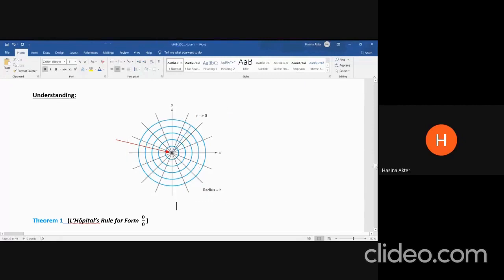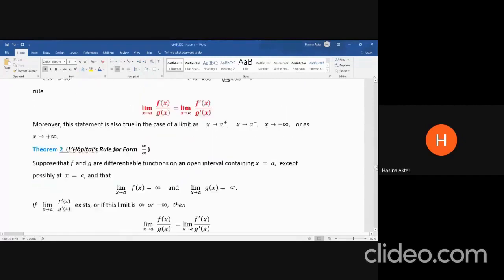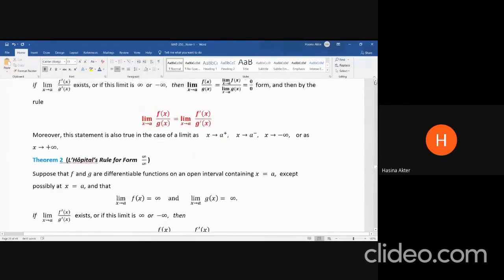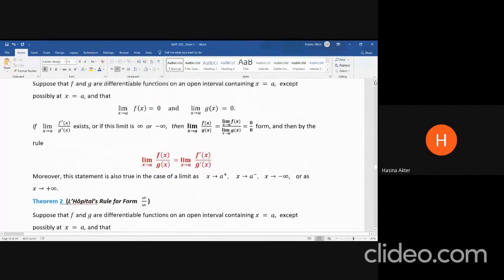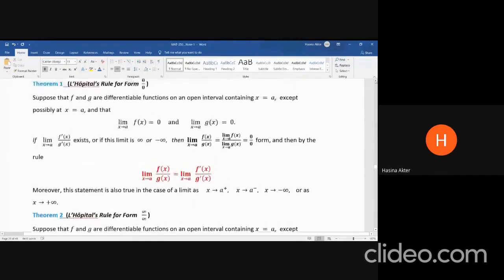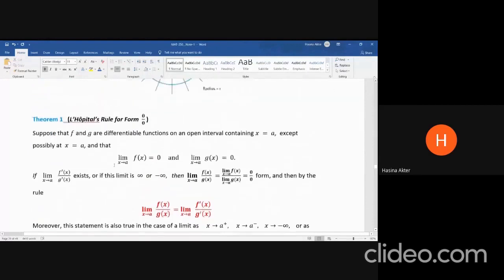Okay. So here you go. This is a recall of the rule, L'Hopital's rule. We need this. I hope you remember L'Hopital's rule. L'Hopital's rule says that whenever you are trying to find the limits of this fraction, okay?